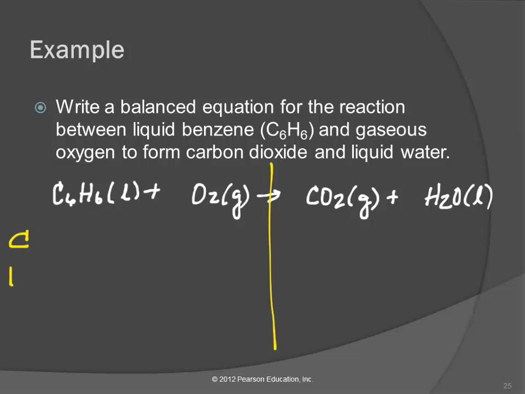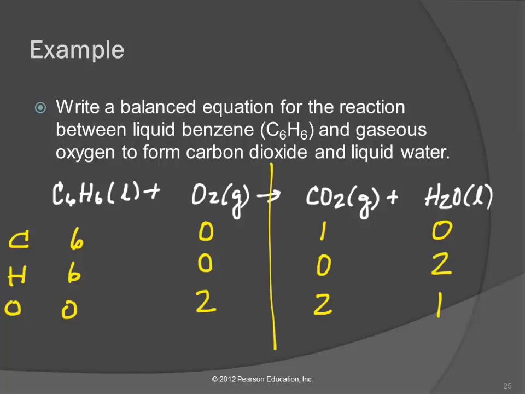In this first one, there's 6 carbons and 6 hydrogens and no oxygens. In O2, there's no carbon, there's no hydrogen, and there's 2 oxygens. Then I come over here, I've got 1 carbon, no hydrogens, and 2 oxygens. And over here, no carbons, 2 hydrogens, and 1 oxygen. Everybody okay with that? That's understanding what the formula is telling us.